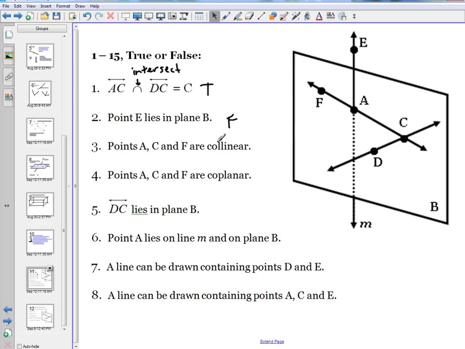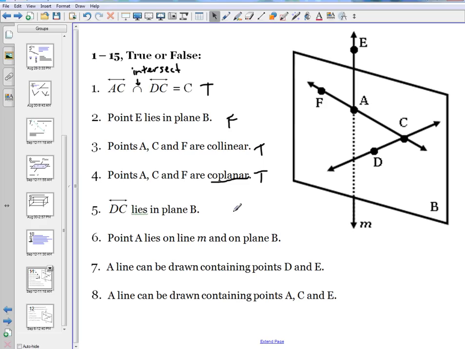Okay, A, C, and F are collinear. Are these three points on the same line? Yes, that's true. How about, are A, C, and F coplanar? Are these three points on the same plane? And if you remember in the last video, I said if you have any three points, they're always coplanar. So no matter what, it's true. But you can see that these three are on plane B, so it is true.